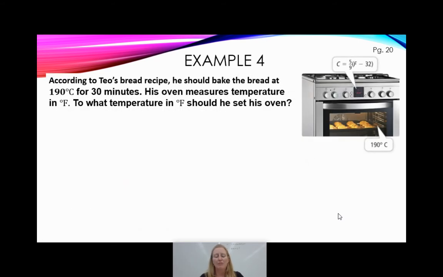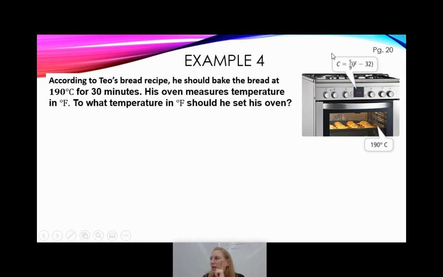Let's go to example 4. If you flip the page over to page 20, that takes us to example 4. Now, we've had this issue before. This is not the first time we've come across this whole issue of going between degrees Celsius and degrees Fahrenheit. According to Teo's bread recipe, he should bake the bread at 190 degrees Celsius for 30 minutes. Problem is, if he's in the US, he's got an oven that doesn't do degrees Celsius. His oven measures temperature in degrees Fahrenheit because that's kind of what we do here. So to what temperature in degrees Fahrenheit should he set his oven?